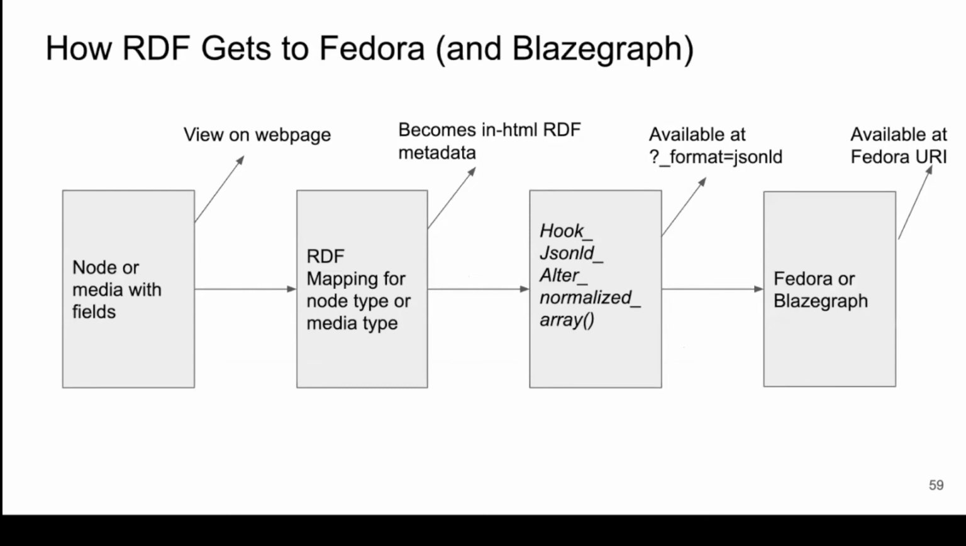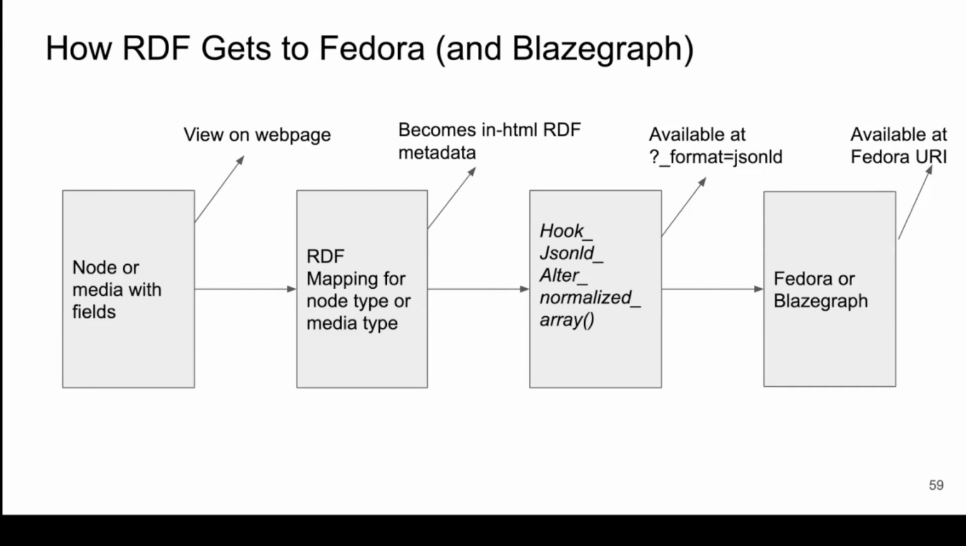Right, so here's the flowchart of how you get your node into Fedora. First, you start with your object in Drupal, your node or media, and it has fields. If you want to see those fields, you can select it, and it shows you the fields. Then the RDF module does an RDF mapping. These are configured per node type, so per bundle.